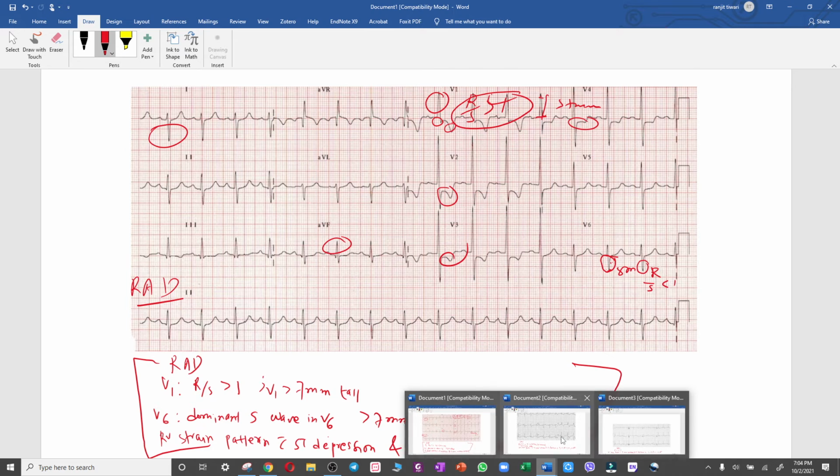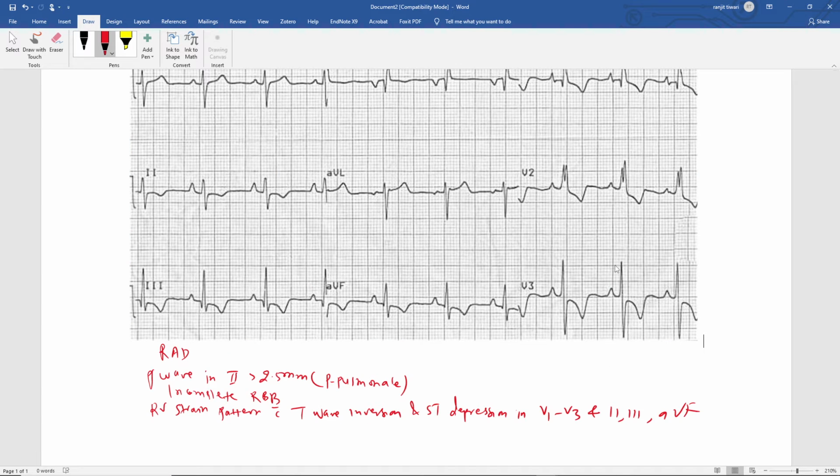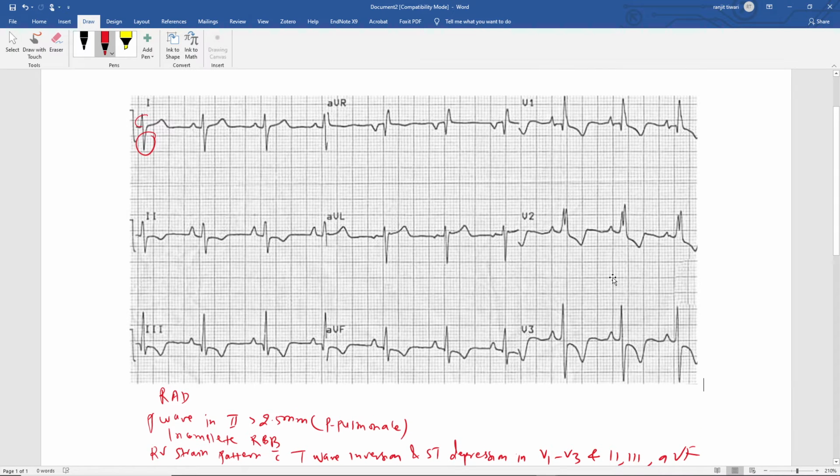Okay, let's see the next example. In this example you can see a predominantly negative pattern in lead I, and in aVF it is positive, thus it is right axis deviation. The P wave in lead II is greater than 2.5 mm, so it is a tall P wave, so it is P pulmonale. This also suggests right ventricular hypertrophy.